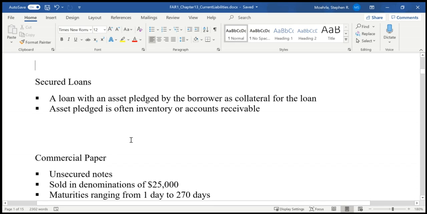Secured loans. This is a liability that is often not a current liability, but it can be. When you see the word secured, what that connotes is that the loan has an asset pledged by the borrowing entity as collateral for the loan. Your car loan is a secured loan collateralized by the car. That's why they can repossess it if you don't pay your car loan payments. That asset pledged is often inventory or accounts receivable for companies.